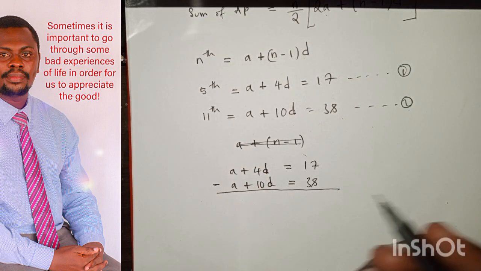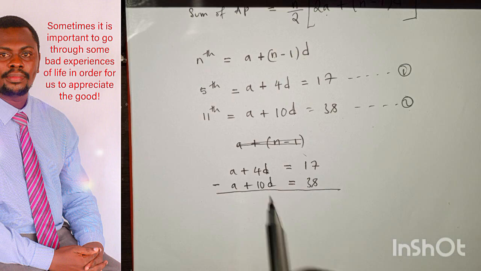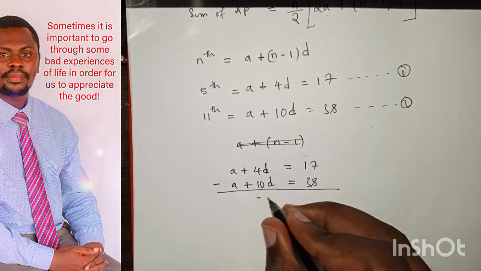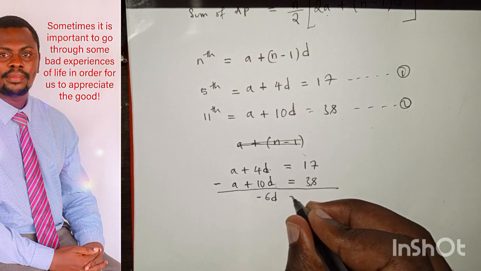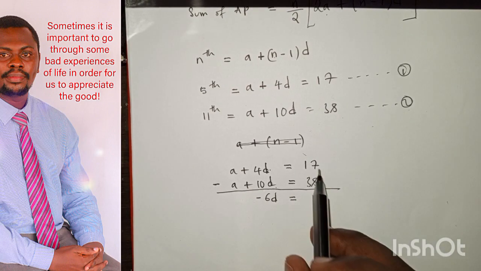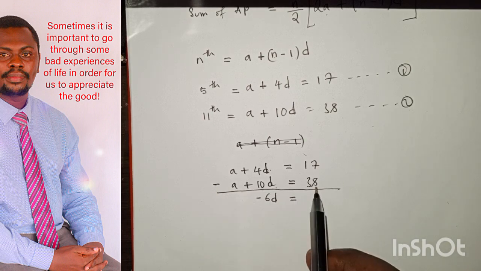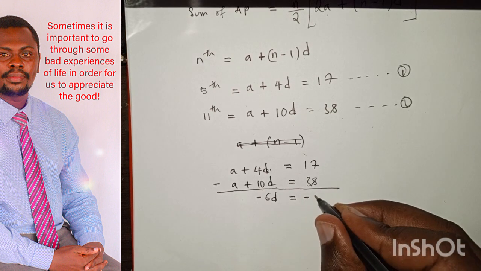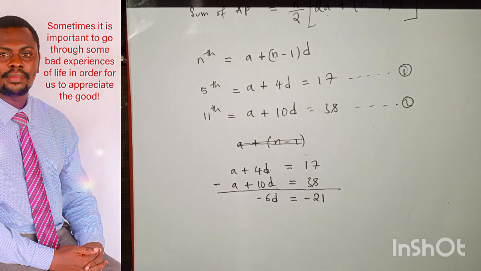So A minus A cancelled out, that is 0. 4D minus 10D, that is minus 6D. So minus 6D is equal to 17 minus 38. 17 minus 38, we are going to have what? Minus 21.